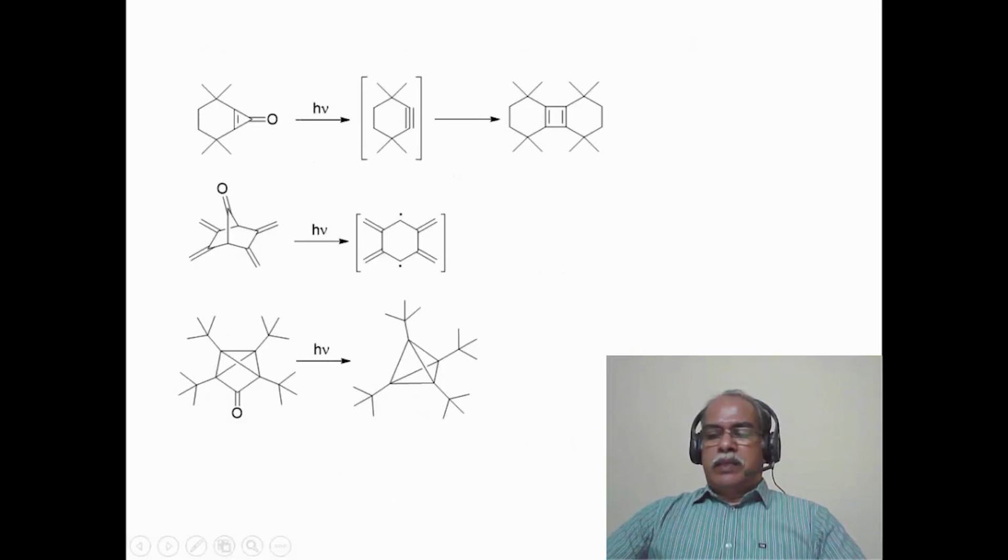Now let us look into some miscellaneous reactions which we did not look into earlier, and these are essentially the reactions of the carbonyl functional group. In this particular example, the carbonyl functional group is in a highly constrained, fused cyclopropenone kind of a system. It undergoes a decarbonylation reaction under photochemical conditions, resulting in the formation of a highly strained acetylene. This kind of acetylene cannot be produced by chemical methods.